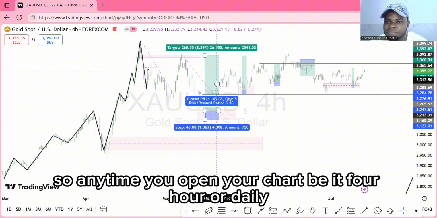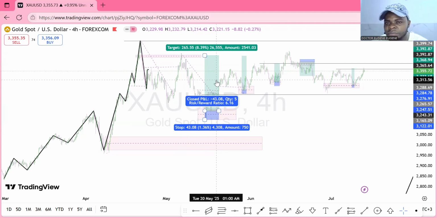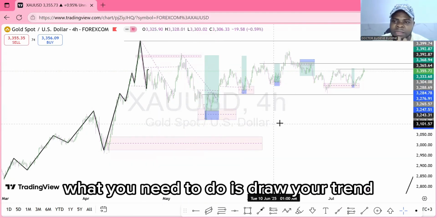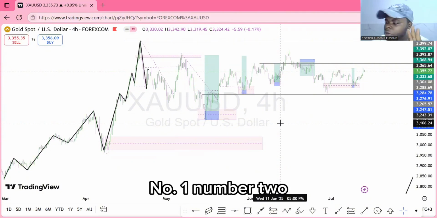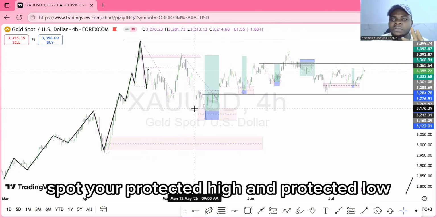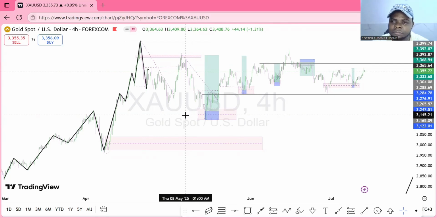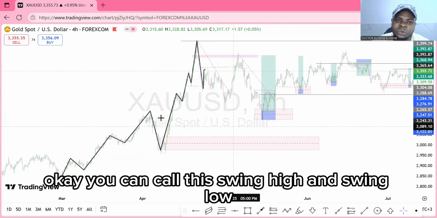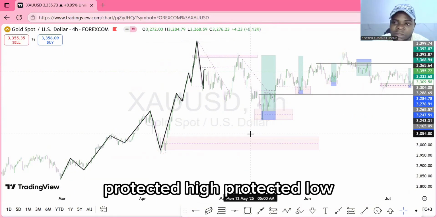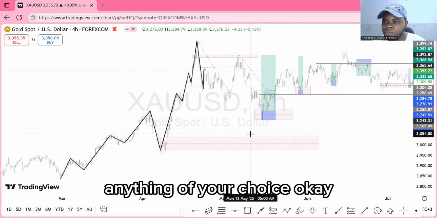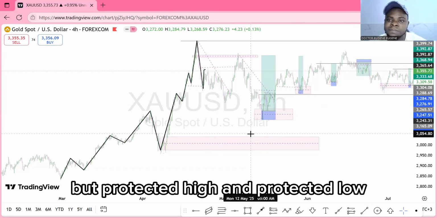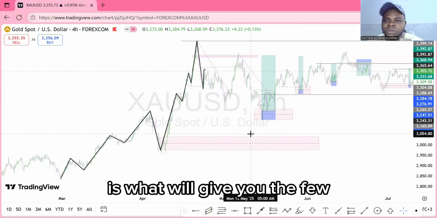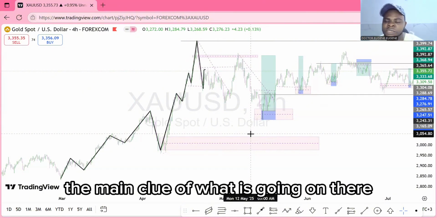Anytime you open your chart, be it 4-hour or daily, number one, draw your trend to know where the market is going. Number two, spot your protected high and protected low. You can call this swing high and swing low, or support and resistance, anything of your choice, but protected high and protected low will give you the main clue of what is going on there.